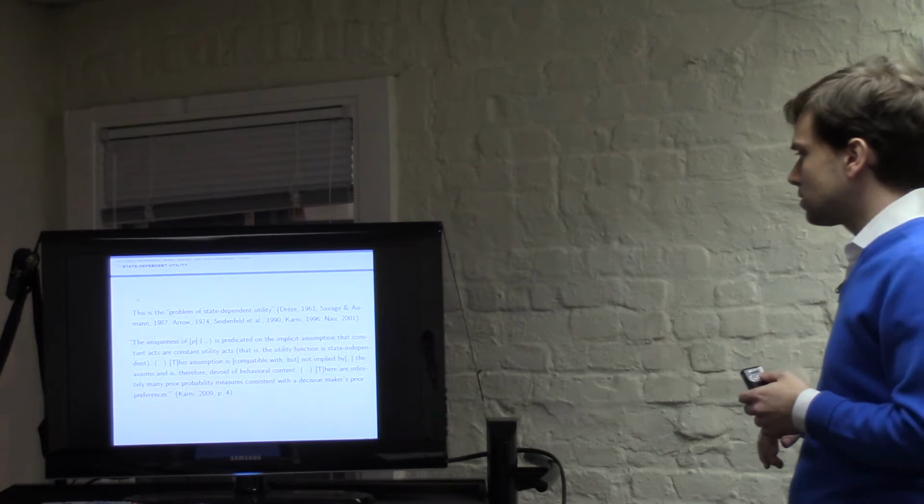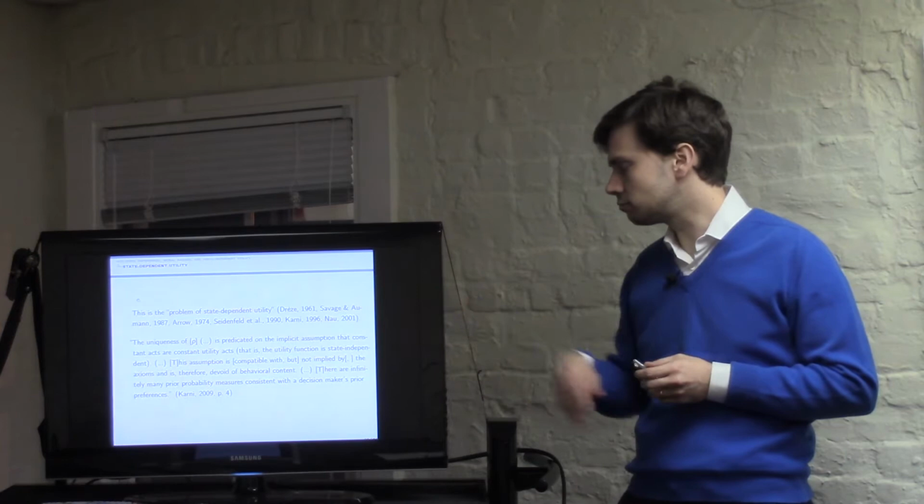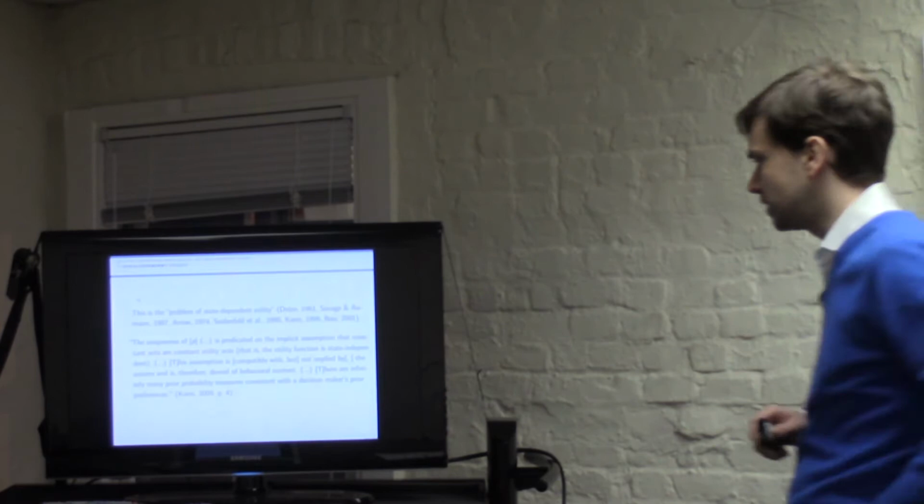Lots of people have worked on this. I'm not going to go through this slide. Those are the most important references since the early Savage days. And this is a nice quotation by Karni, who's the best specialist of this. But let's not spend time on this. We can come back to this later if you're interested.